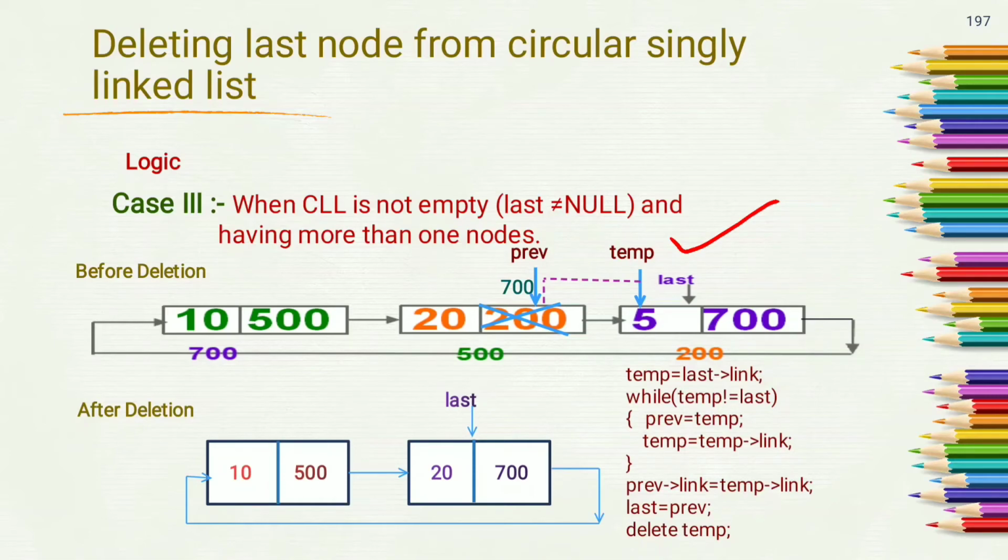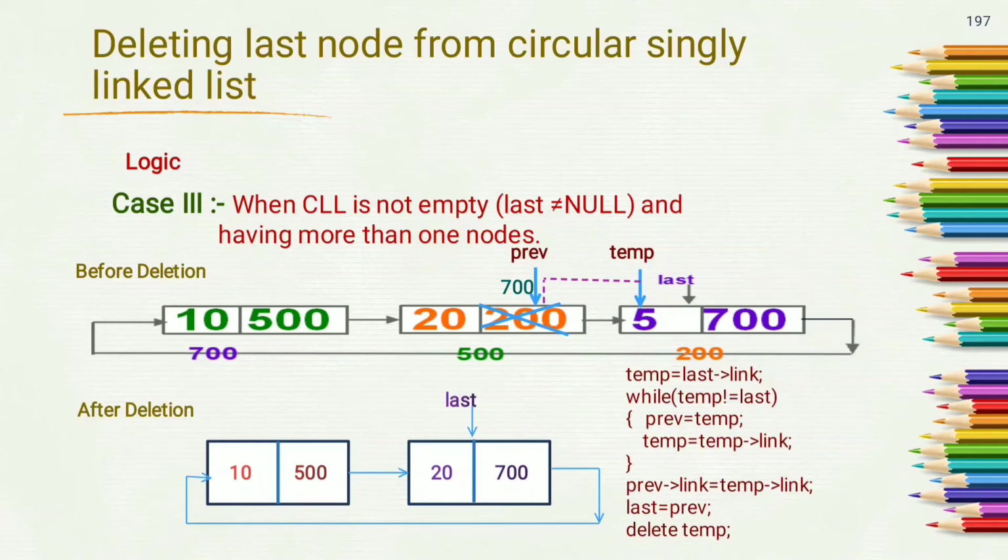So what we have to do, we have to change the link part of this node by the address of this node, because after deletion of this node will become the last node, and we know that link part of last node will always point to the first node. So we have to update the link part of the previous node by link part of the temporary node. So we have to write previous link equals to temp link. That means now link part of the previous node contains 700. That means address of first node.